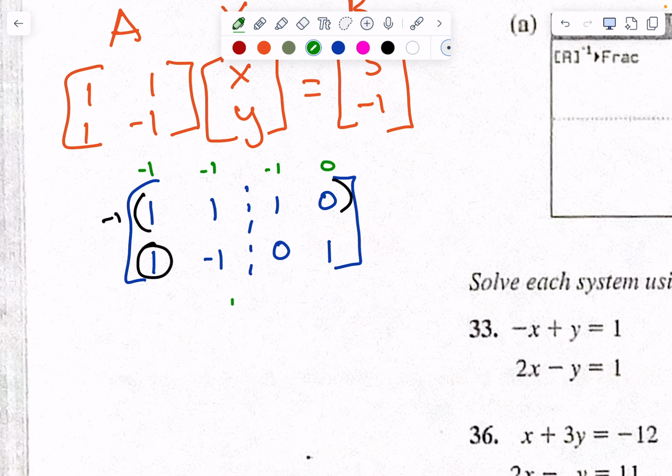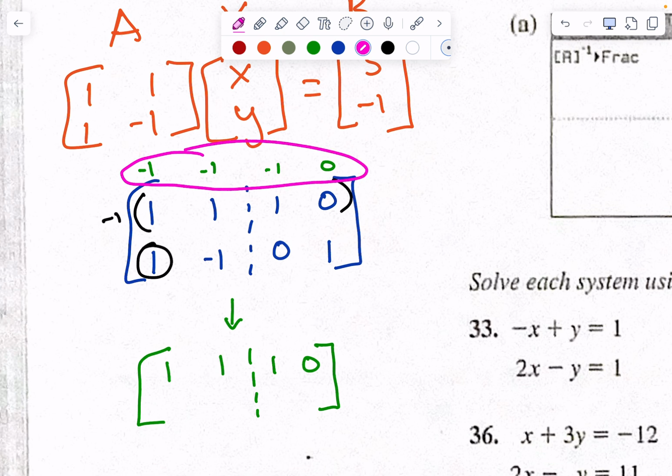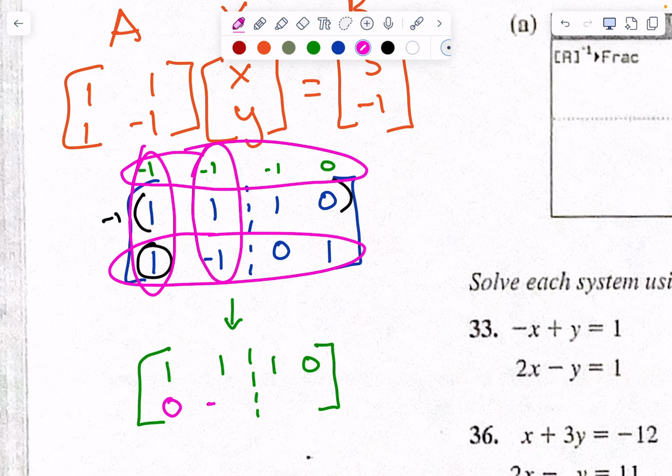Okay? Now that top row is going to just chill: 1, 1, 1, 0, right? But the bottom row is going to be me adding this guy and this guy together. Okay? So 1 and negative 1 is 0. Negative 1 and negative 1 is negative 2. Negative 1 and 0 is negative 1. 0 and 1 is 1.